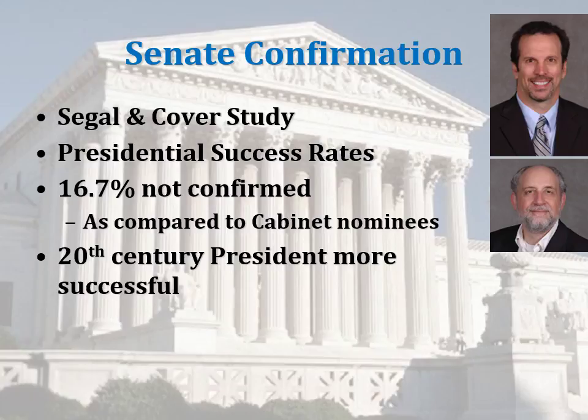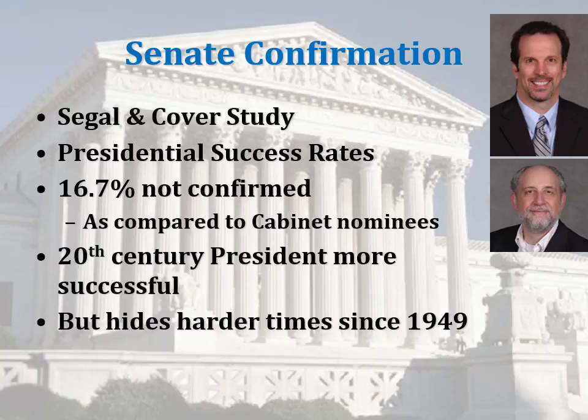But it hides harder times. The early part of the 20th century, presidents were getting their nominees through at much greater rates than after 1949. After 1949, 4 were defeated, and 14 received more than 10 negative votes. So it's much harder since 1949 to get cabinet posts. Since 1949, it's much harder to get Supreme Court nominees onto the court. It's become much more of a ball game played by both parties, depending whoever's in control of the Senate.